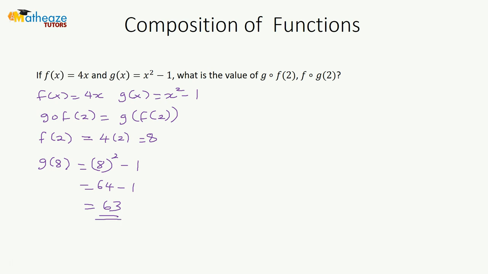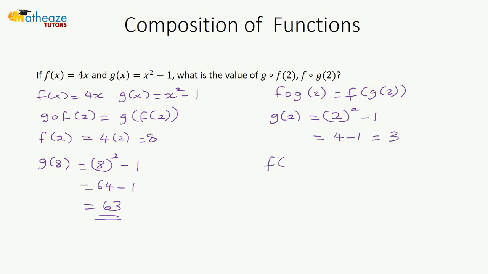Now, f of g of 2. So the first thing we're going to have is g of 2, which is going to result in 2 squared minus 1, which is 4 minus 1, and that's going to be equal to 3. And now 3 becomes an input to f of x, which is 4 times 3, which is equal to 12. So this is how you manage the composition of functions.